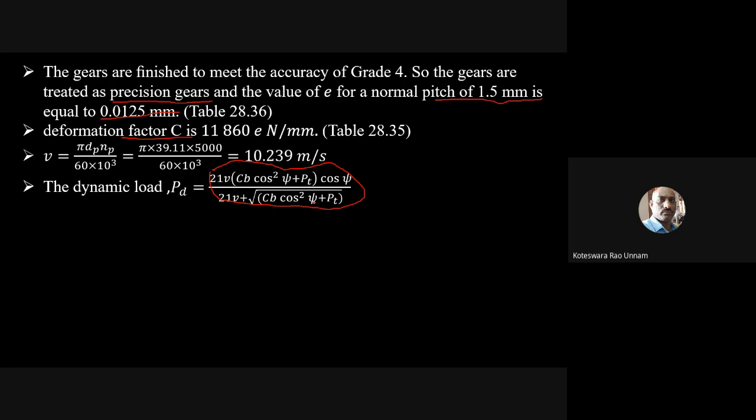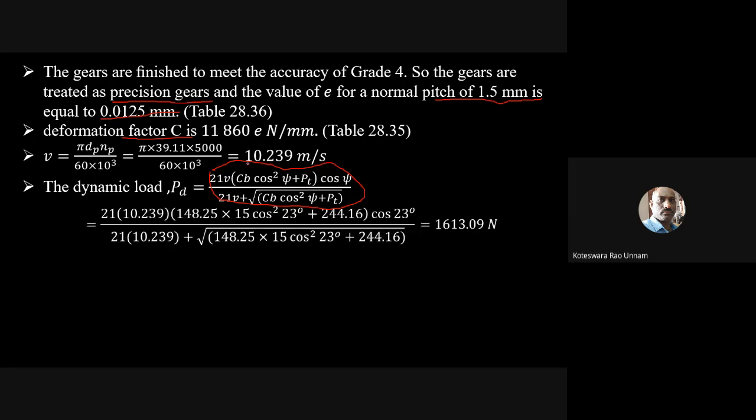Once I know this PD value, now I know everything. I know C value, I know B value, I know psi, I know PT. Everything is known. Now I can calculate the dynamic load. I just substitute the corresponding data into this. 10.239 is the velocity. You got it here.